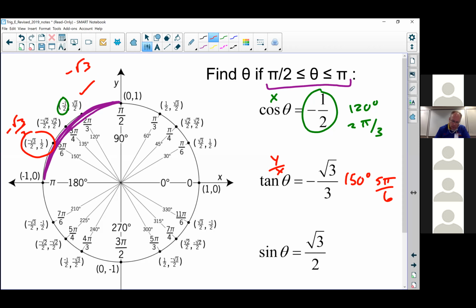And then the last one, we're looking for sine, which is root 3 over 2. So you have to remember sine is a y value. Root 3 over 2 as a y value is here. So you're talking about 120 degrees, which is 2 pi over 3.